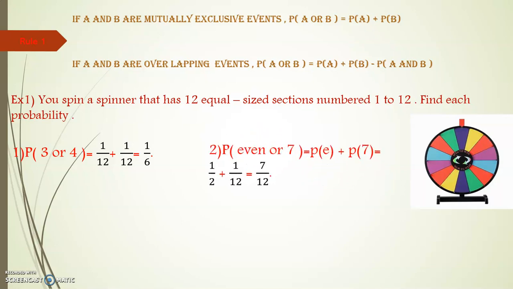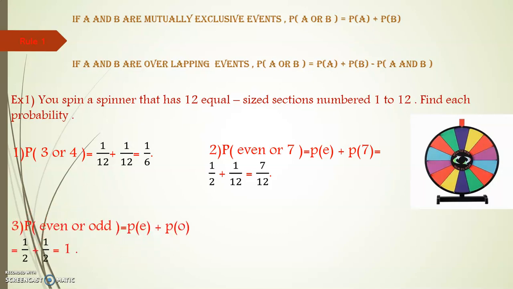Number 2, probability of even or 7. First we find the probability of even. Counting even numbers, it will be 6 out of 12, as they are 2, 4, 6, 8, 10, and 12. 6 numbers divided by the sample space, 12. Try to put it in the simplest form: 1 out of 2, plus the probability of 7, just one 7 out of 12. We add them together, so the result equals 7 out of 12.